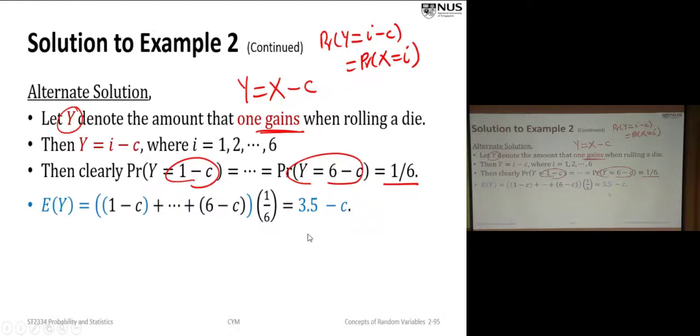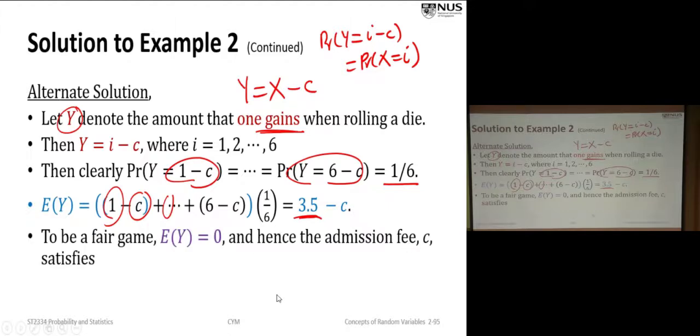It's just mathematics, right? 1 times 1/6 plus 2 times 1/6, and so on. So it gives you 3.5. And then minus c times 1/6, minus c times 1/6, and altogether there are 6 of them. So it becomes minus c. So in order for the expectation of y to equal 0, the c must be 3.5. All right? So you arrive at the same answer.